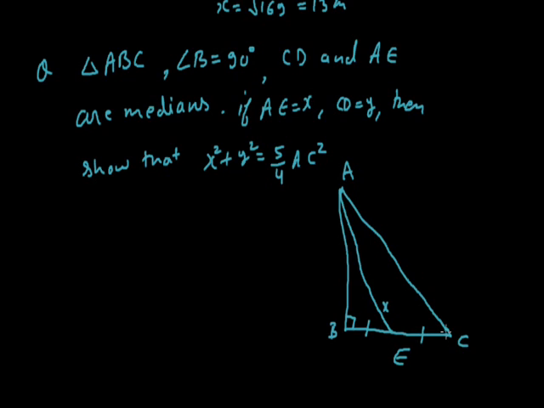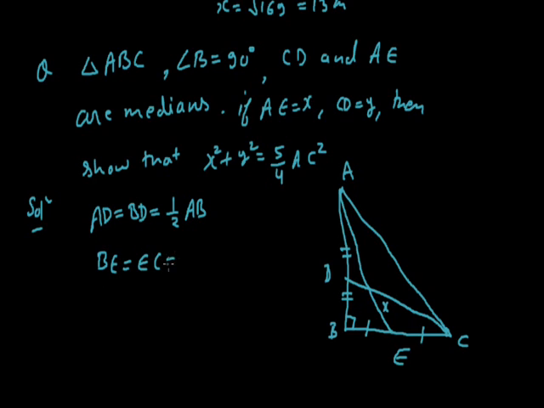Now CD is another median. As CD is a median, it divides the opposite side into two equal halves. Let AD equal BD, or you can say that it is equal to half of AB. In the same way, as AE is a median, we can say that BE equals EC equals half of BC. Now we want to show that X square plus Y square is equal to 5 by 4 times the AC square.